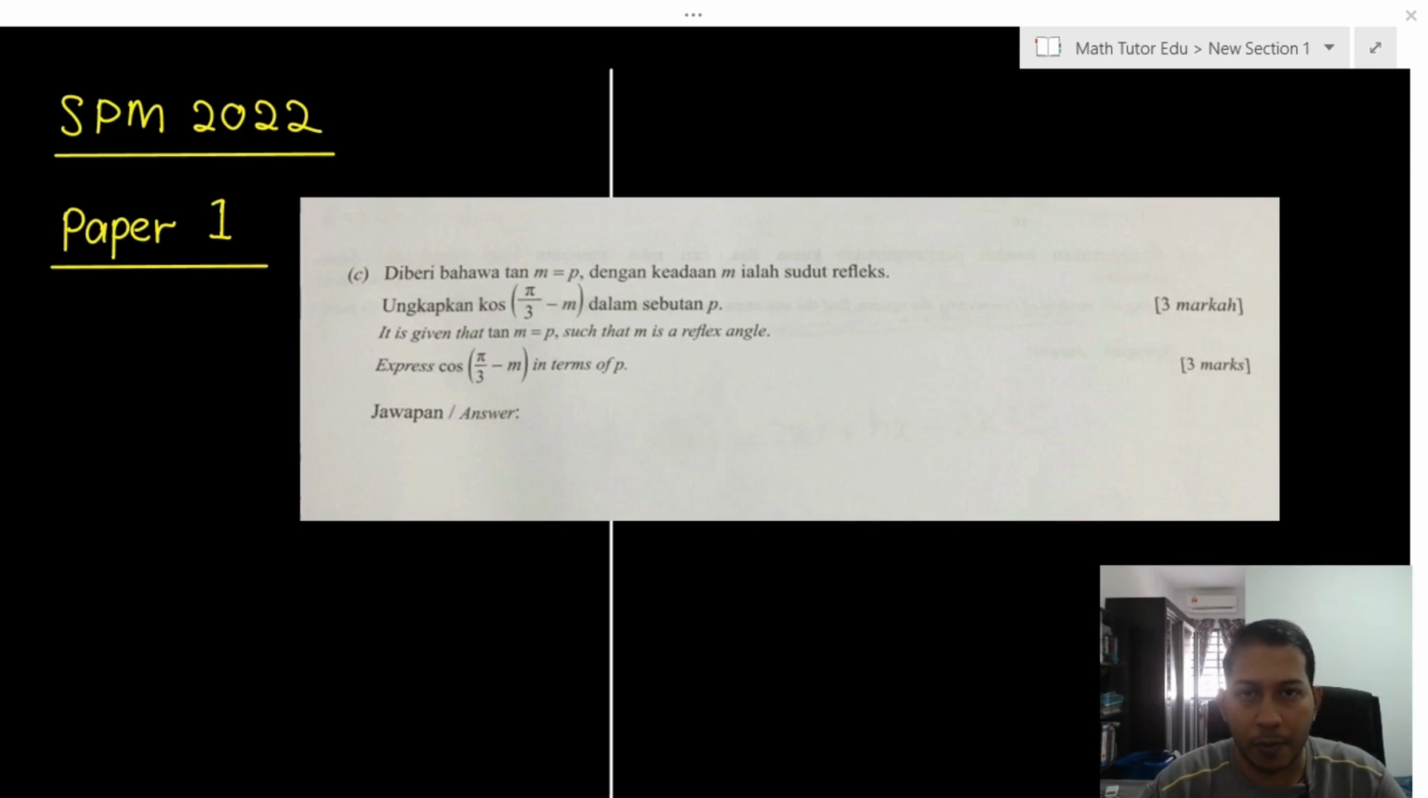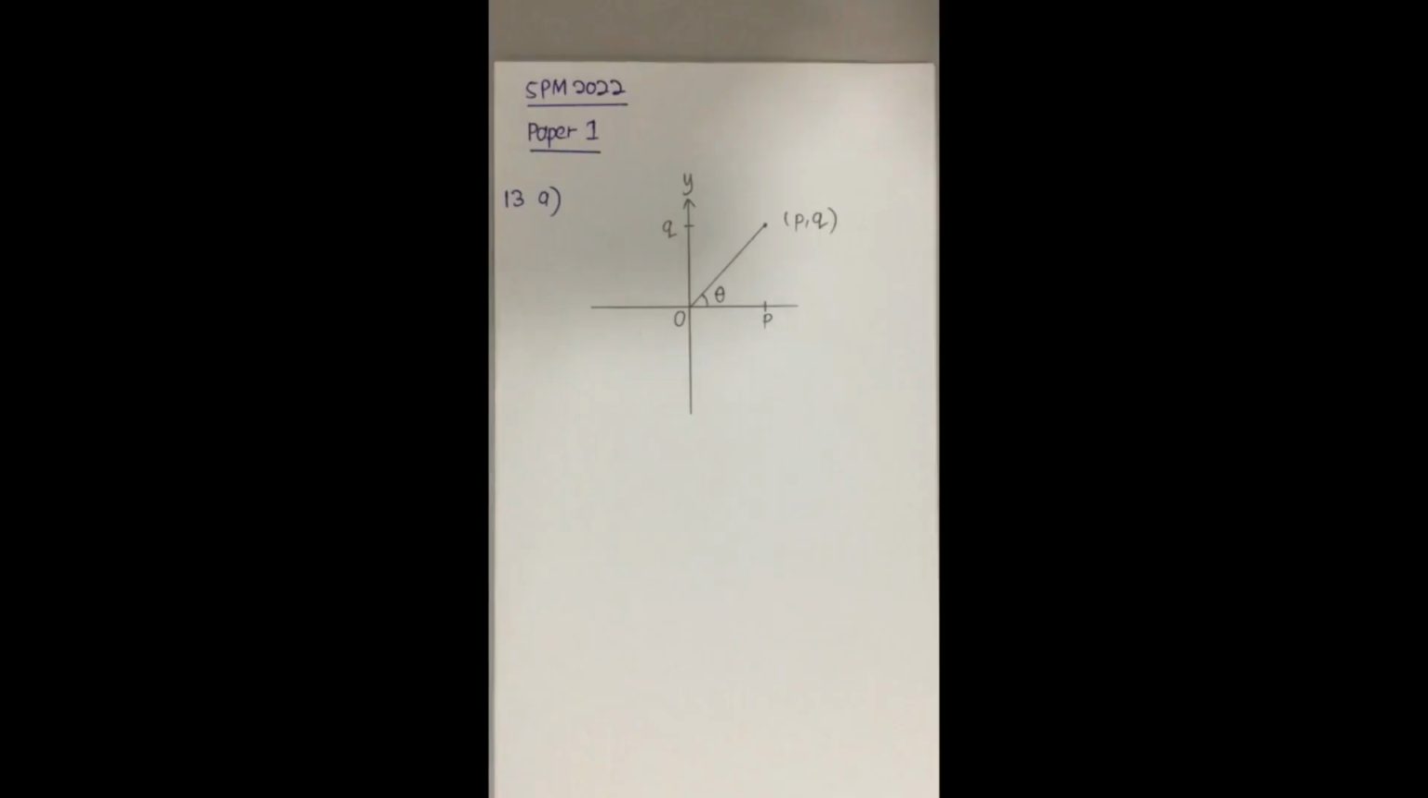I hope you could manage to solve this question. Take your time to solve this question and we will begin our discussion in a count of 5, 4, 3, 2, 1. Let us begin our discussion for the question 13, where we need to label the position of negative theta and state the value of tangent negative theta in terms of P and Q.